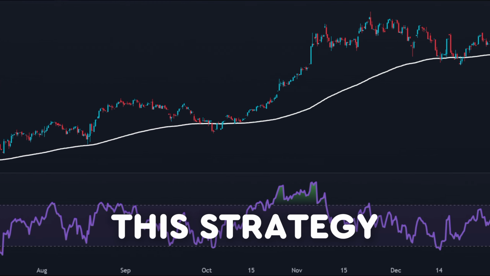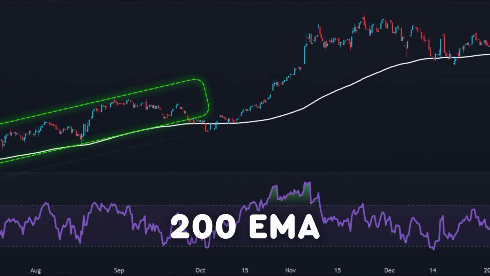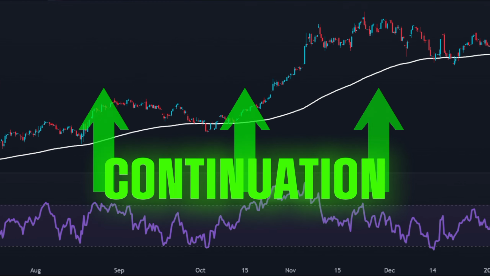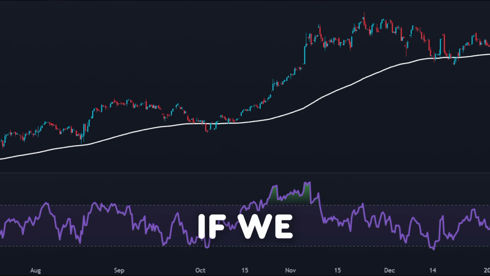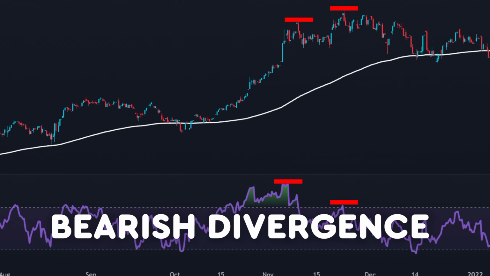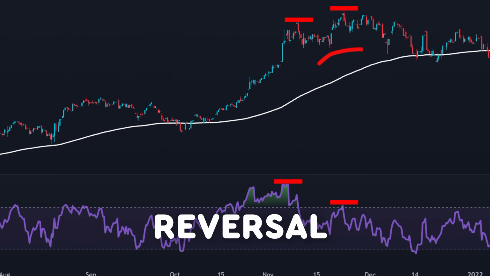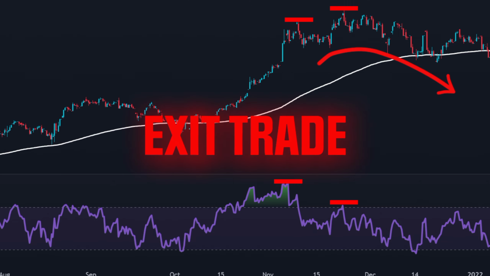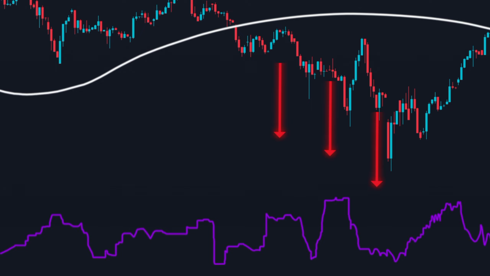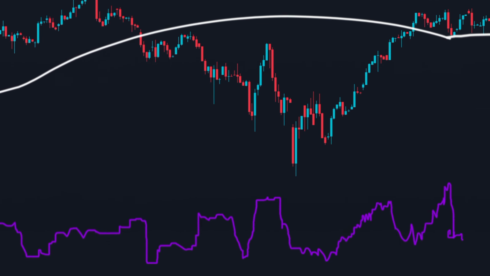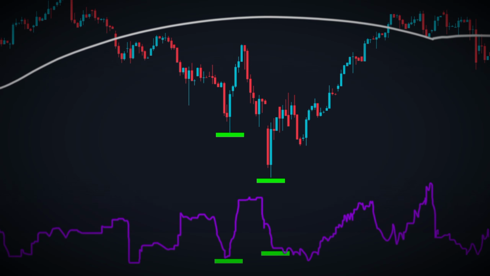Here's how to trade this strategy. First, if price is above the 200 EMA, we look for continuation to the upside by looking for a bullish hidden divergence. However, if we identify a regular bearish divergence, then know that we should have a reversal to the downside and you should exit the trade. Similarly, if we are below the 200 EMA, we look for a continuation to the downside by looking for bearish hidden divergence. And once price forms a regular bullish divergence, then we look for a reversal to the upside. Let me show you an example.